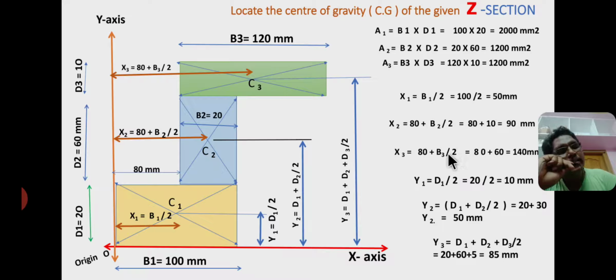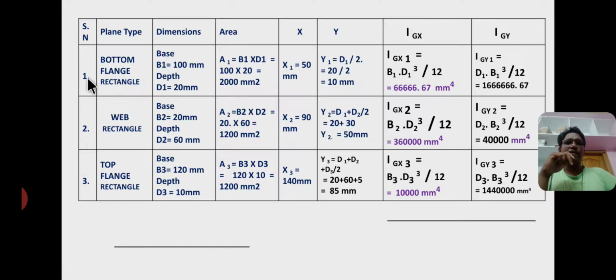In next slide I have written these values in tabular form. So these are the section numbers. Section 1 as a bottom rectangle, section 2 as a middle rectangle, section 3 as a top rectangle. Now these are the dimensions and these are the individual areas. X and y values are coordinates of the centroids. IGX, IGY are the area moment of inertia about centroidal x-axis and centroidal y-axis.